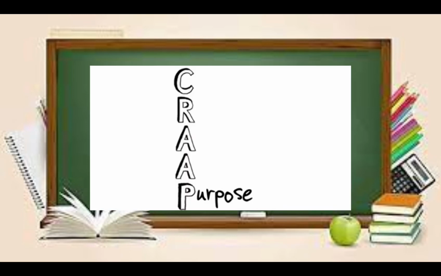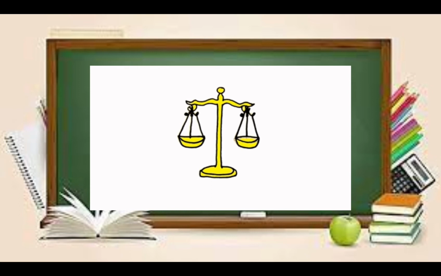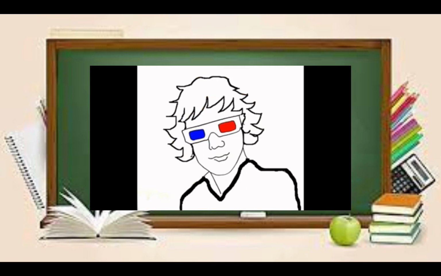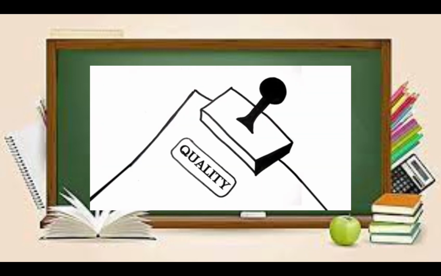Purpose and objectivity. Is the purpose stated? Is the subject approached from an objective standpoint? If not, what is the author's bias and how might it influence the information presented? Be wary, there may be more than one perspective on any given issue. Using these criteria, currency, relevance, authority, accuracy, and purpose, to critically evaluate sources of information will help ensure that you're only using quality sources of information.